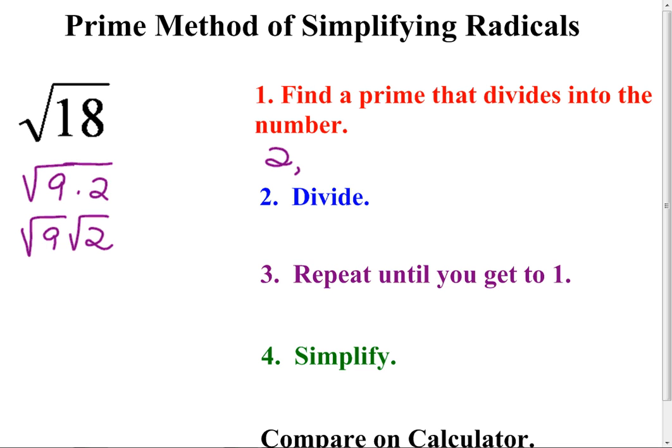I want the biggest square number that will divide into 18. That would be 9. What is the square root of 9? 3. Okay, that's one way to write it.